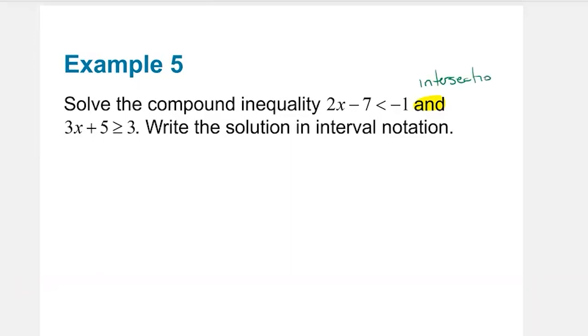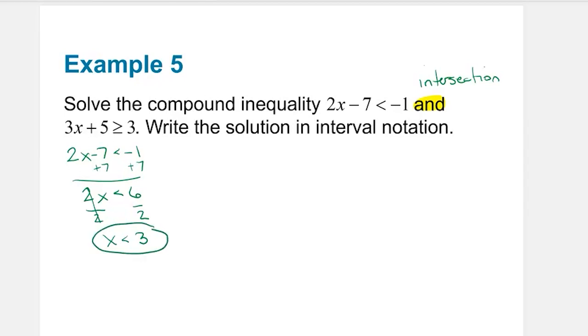Okay. So what do we do? Well, we have to solve each inequality separately. So I start with 2x minus 7 is less than minus 1. I'll add 7 to both sides, and I get 2x is less than 6. And then I divide both sides by 2. The 2's cancel, and I get x is less than 3. So that's my first inequality, right? x is less than 3.